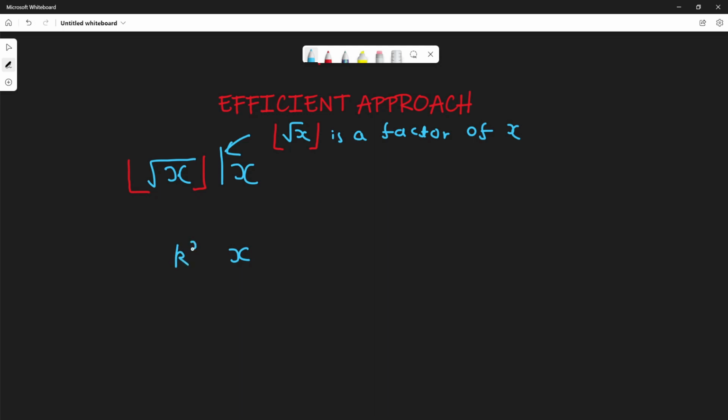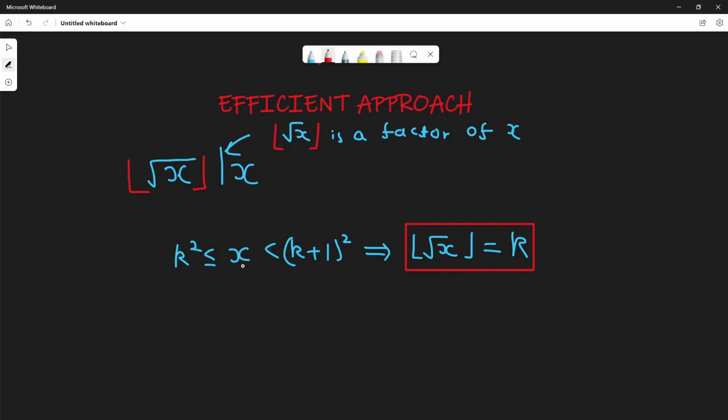So let's say x lies between k squared and (k+1) squared. Now in this case, the key idea, the most important step in our solution, is finding the value of the floor of the square root of x, and the value of the floor of the square root of x is basically k. If you consider any of the examples which I illustrated in the samples, whenever we sandwich the number x between two perfect squares, then the floor of the square root of x is the smaller perfect square's root, so it's k basically.